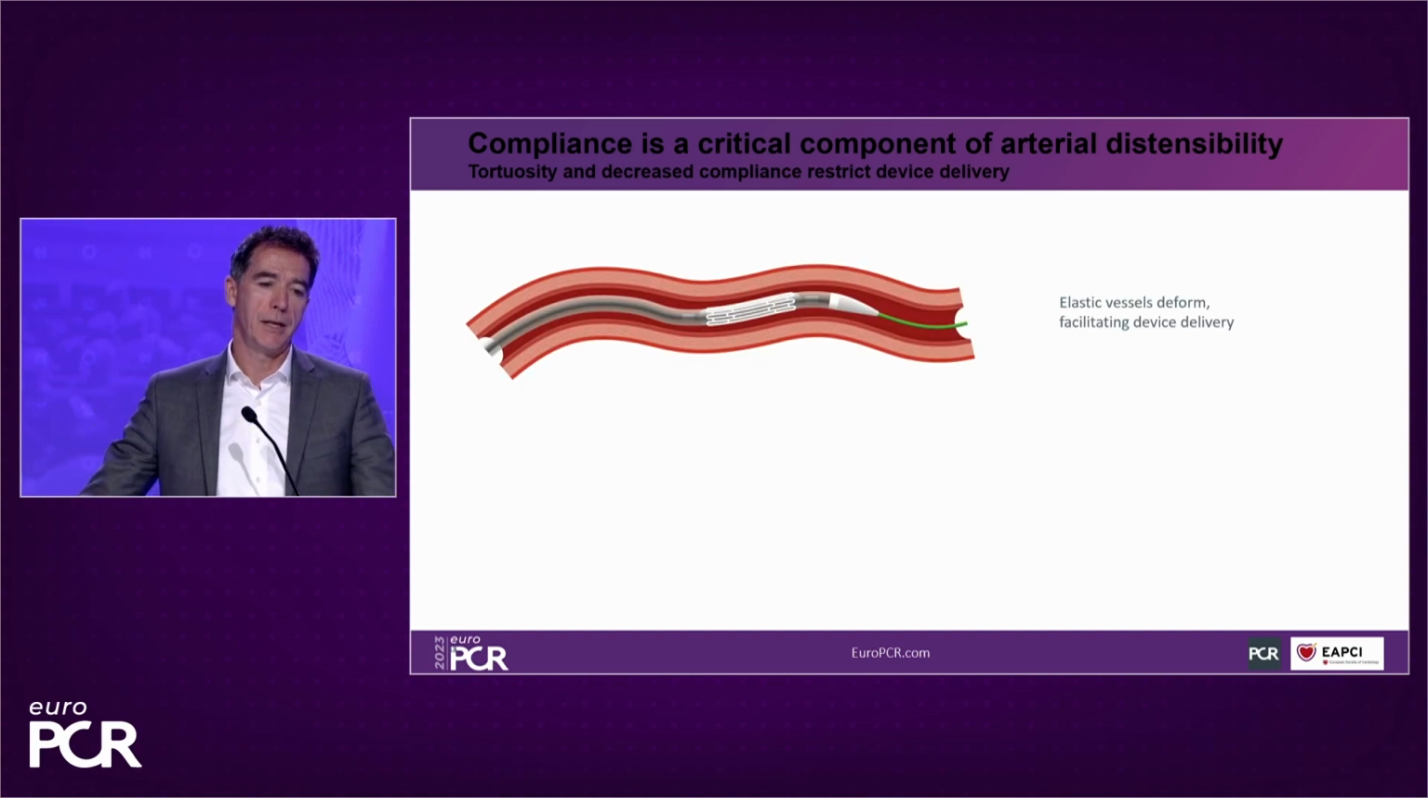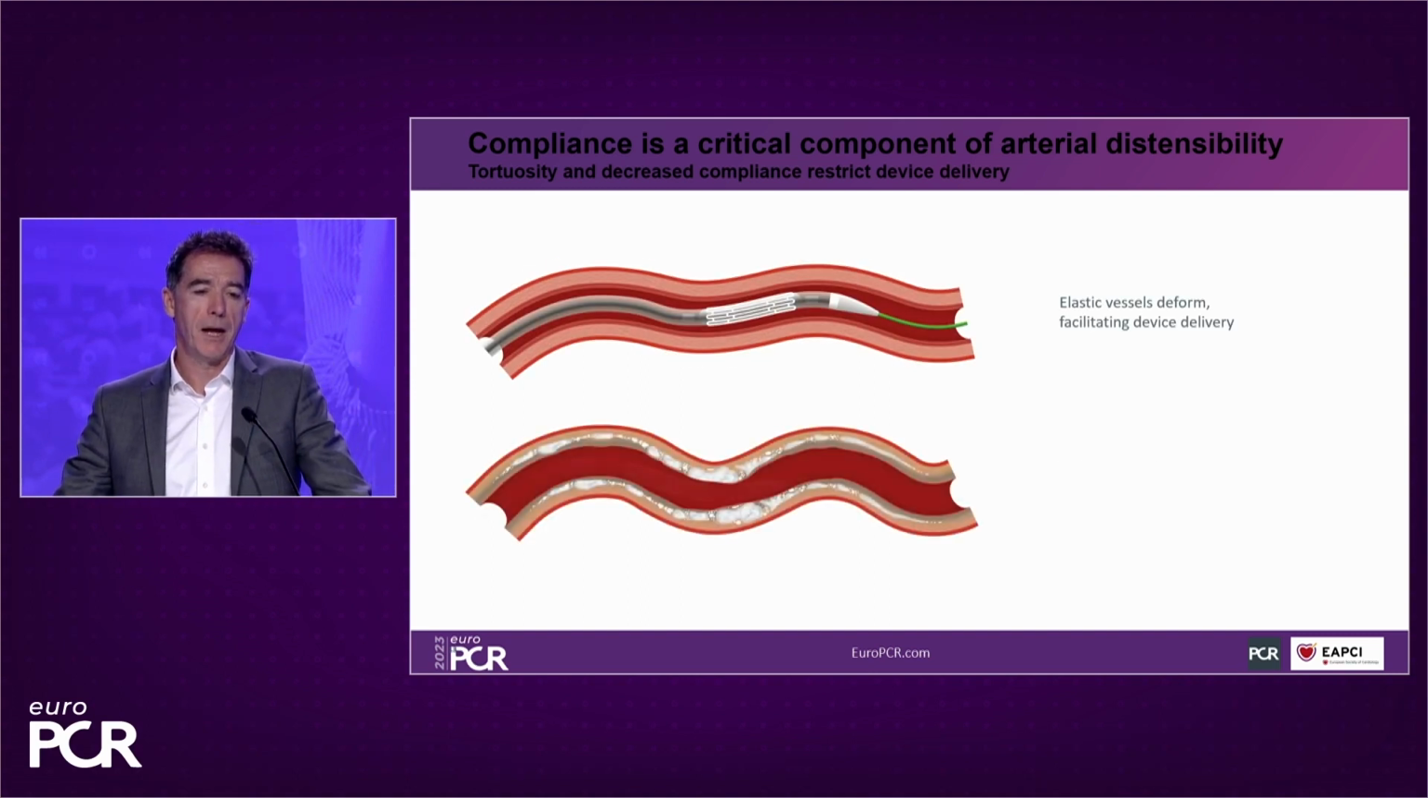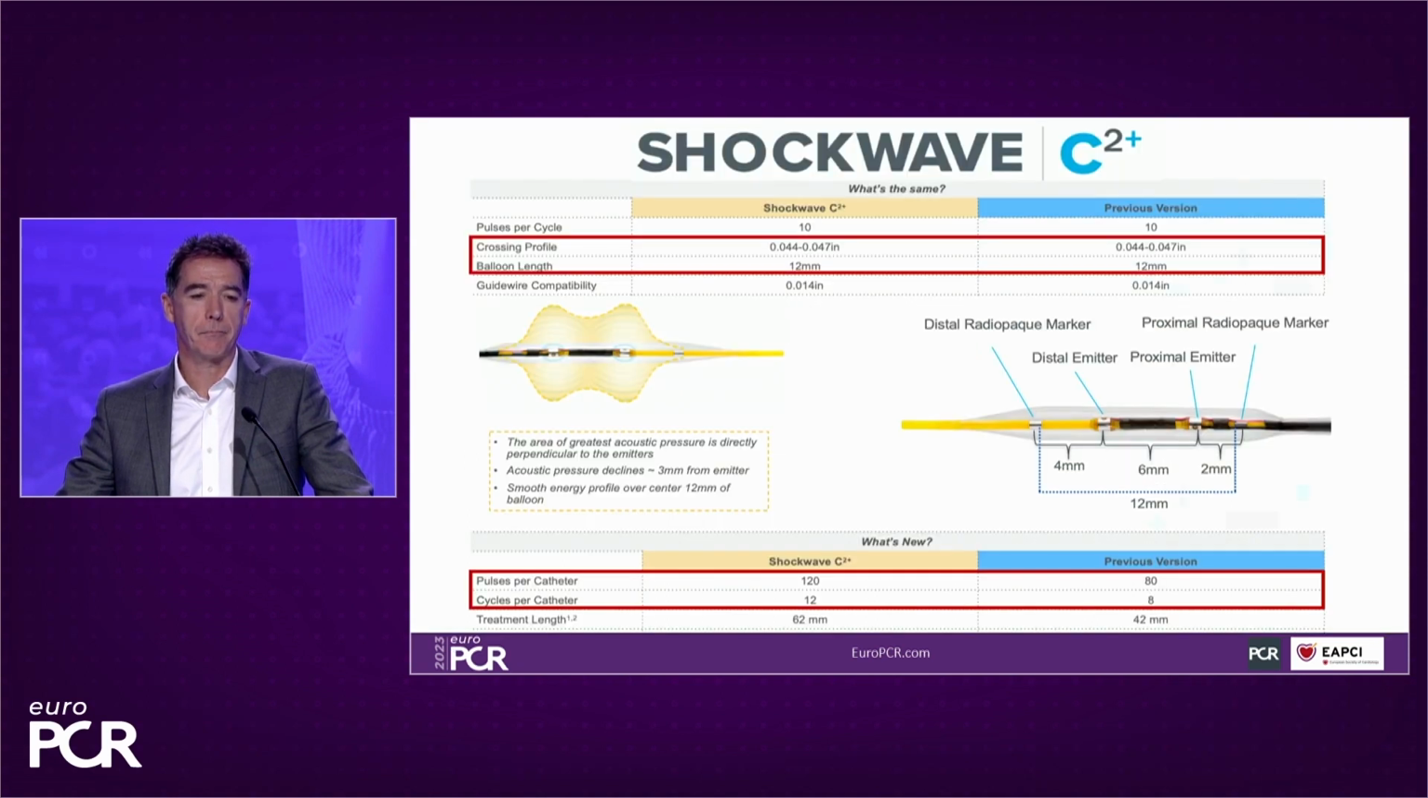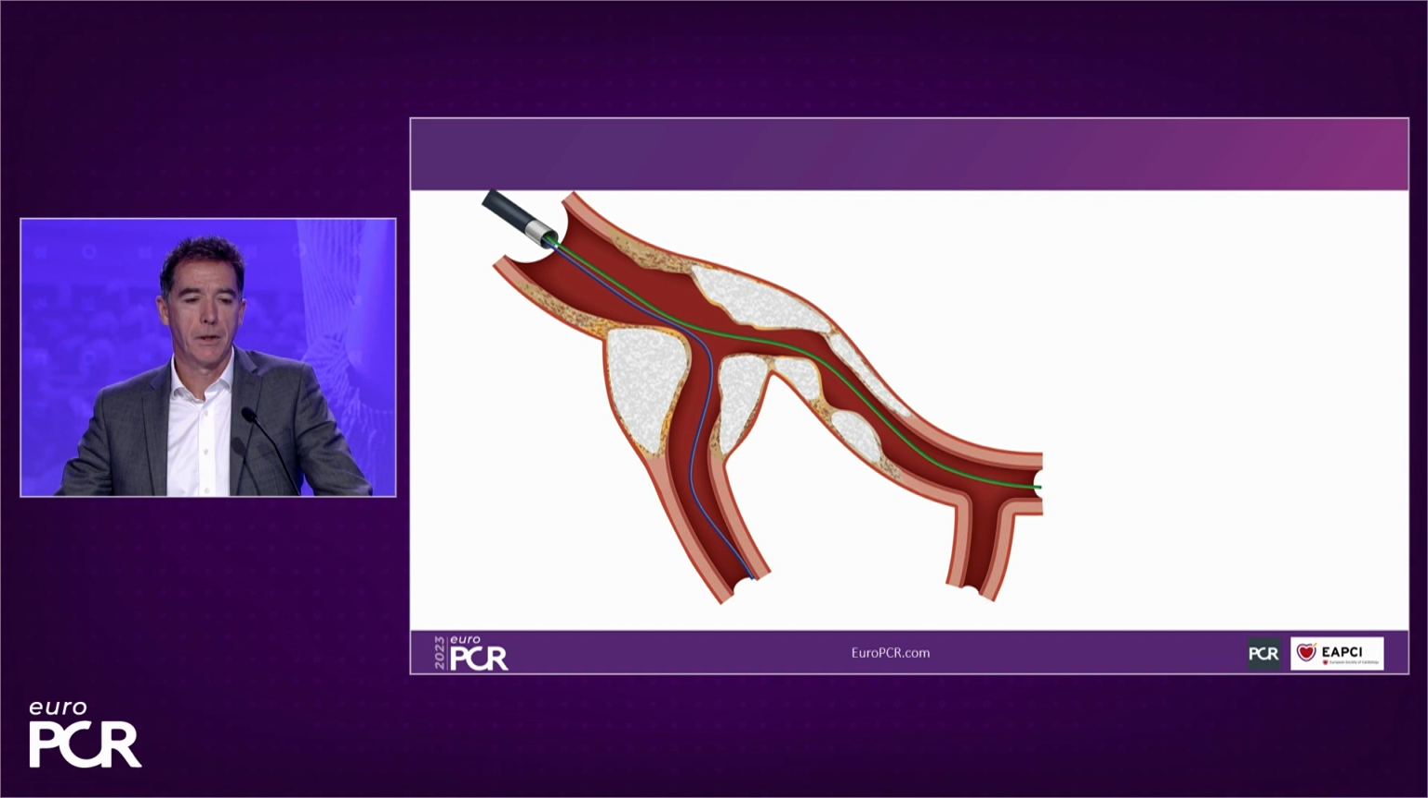And of course, what we're trying to do is modify the calcium to affect the compliance to deliver our equipment. You've seen from Claudia's excellent talk the physics behind shockwave and the C2 Plus balloon. So what we have is a wire in both branches. So theoretically, these pulses are coming out perpendicular to the emitters. So theoretically, you are likely to get disruption of the ostium of the side branch from a balloon in the main vessel. And Claudia explained this in great detail, how you get the disruption in the calcium. So theoretically, this should work.